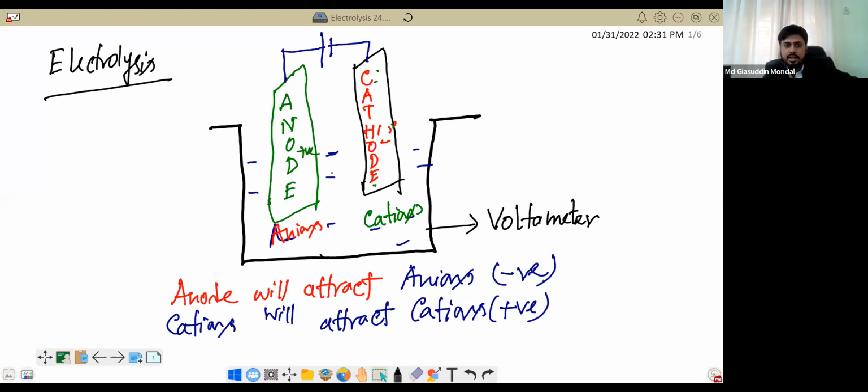Okay, let us quickly recall whatever we have learned in the last class. So we have learned about the electrolysis process. There are cathodes, there are anodes.